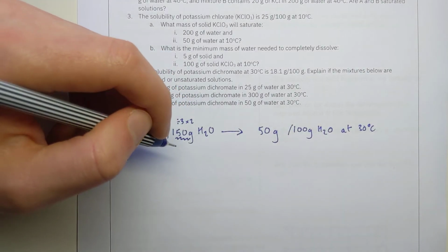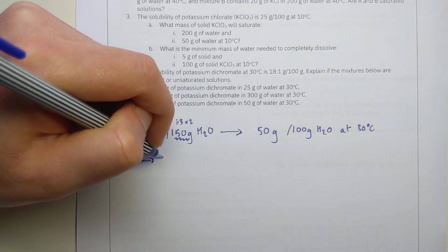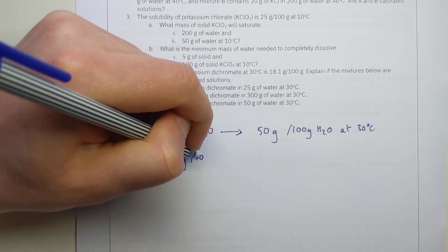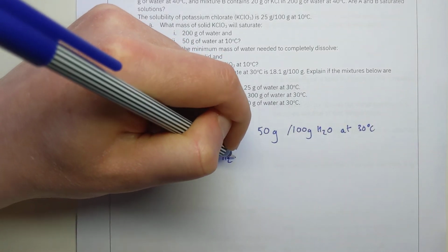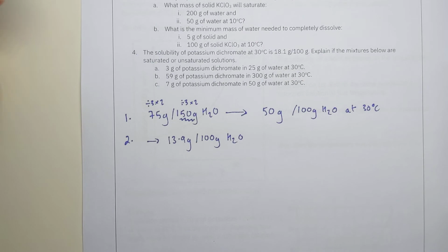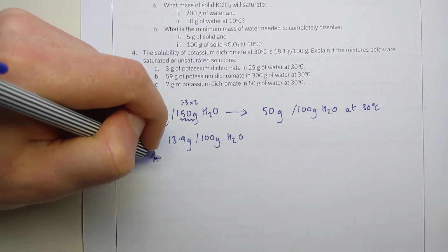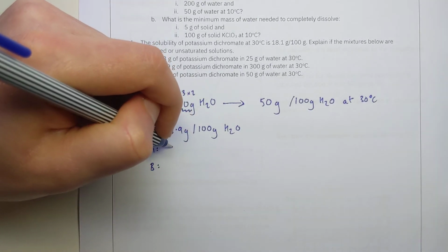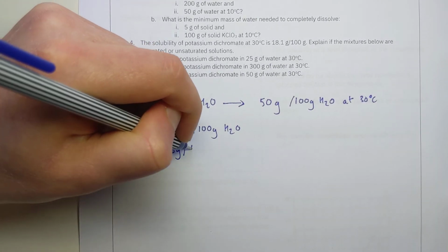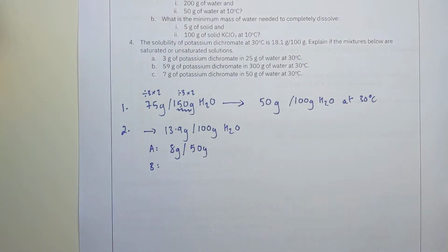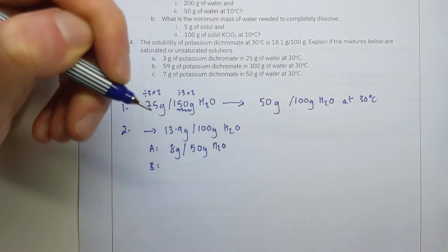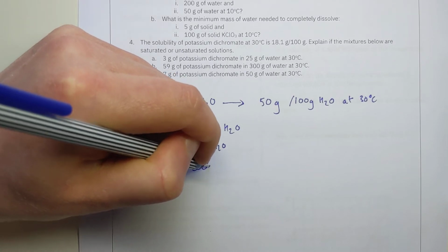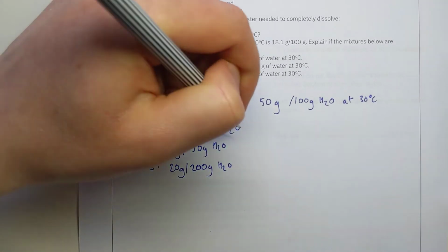The key thing is the solubility value. At 40 degrees C, I'm able to hold 13.9 grams of potassium chloride in 100 grams of H2O. That's the key value I'm going to refer to. I've got two mixtures described, two solutions. In A, I've got 8 grams of it, but it's only in 50 grams of water, so I can't compare like for like just yet. And in B, I've got 20 grams of it in 200 grams. Again, that's not the same units, so I have to do a wee bit of conversion first.